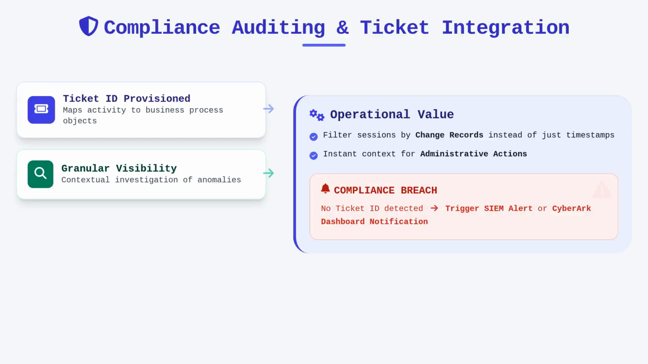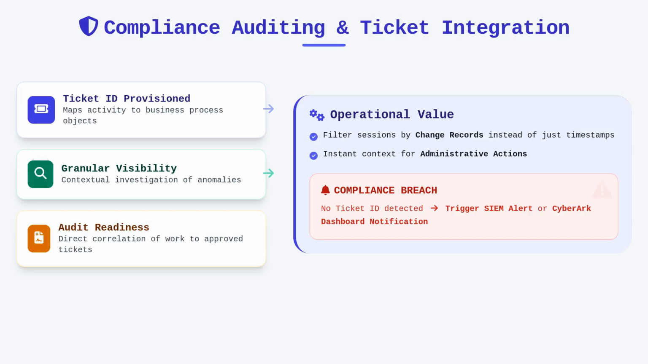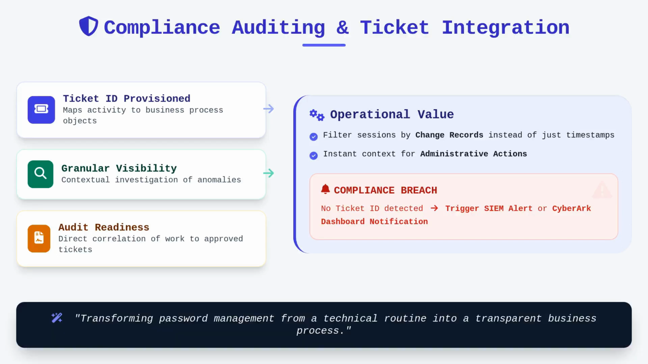If an activity occurs without a valid ticket ID, an alert can be triggered in the SIEM or within the CyberArk dashboard to highlight the breach of compliance policy immediately. These configurations play a vital role during audit season, as you can generate comprehensive reports that correlate specific privileged work efforts directly to approved change management tickets. It transforms the act of password management from a technical routine into a transparent business process.